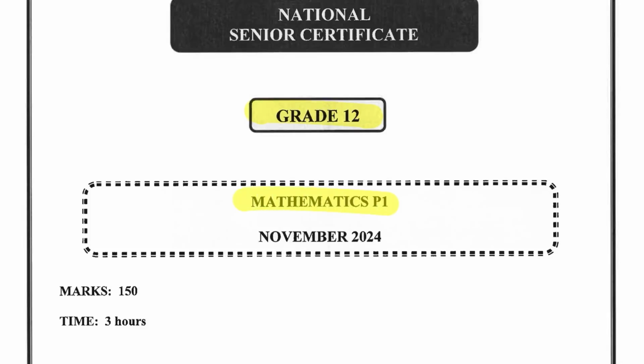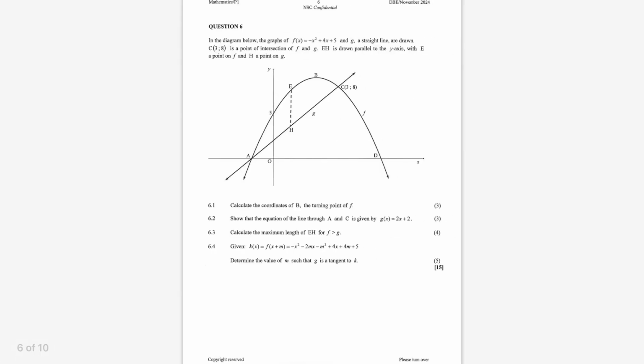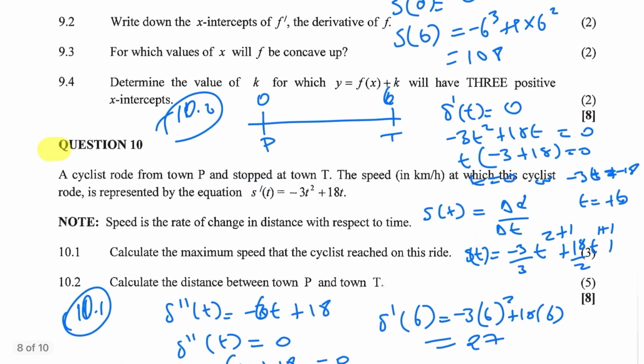So we're doing Grade 12 Mathematics Paper 1, November 2024 revision paper. We're going to jump into question 10 now. This question is very important. This is a question where you apply your calculus, so you'll be doing optimization of functions and rate of change.